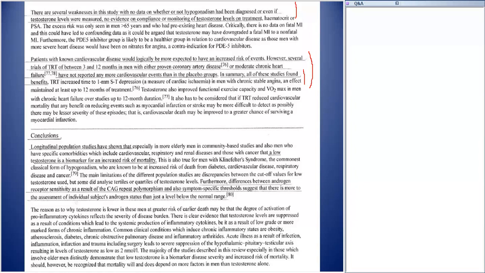Then why would you not want to look at the studies that showed all the benefit? Well, because they don't know about those studies. It's really a shame. Longitudinal studies have shown that testosterone increases mortality.